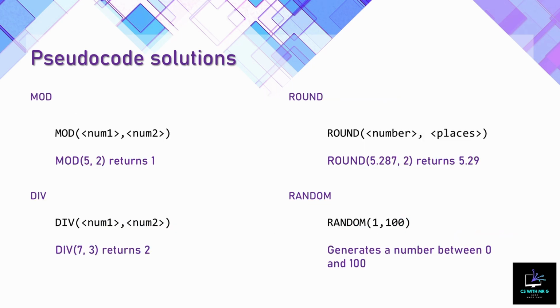So as you can see, mod is written as MOD in capital letters with the two numbers in the brackets, with the first number being the number that's being divided, and the second number being the amount that it's divided by.